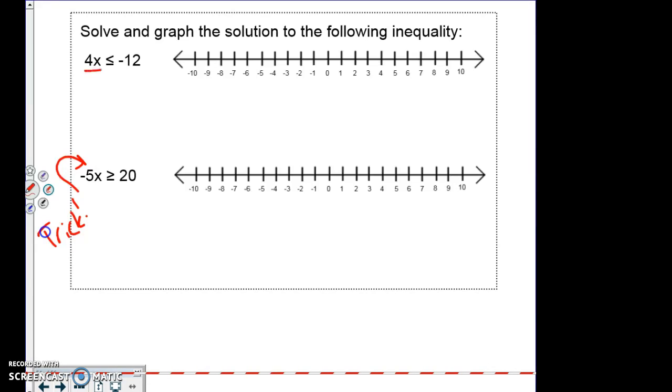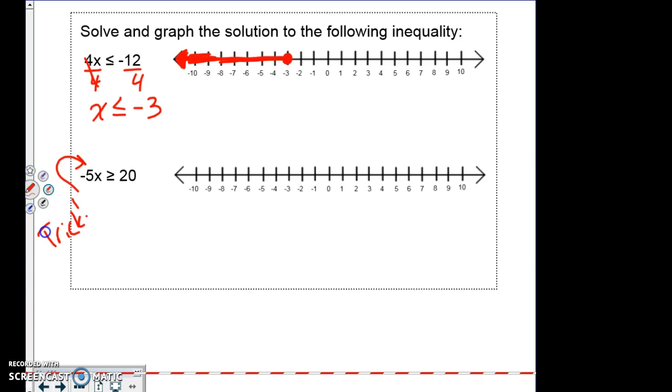So if I go ahead and divide both sides by 4 to get my x by itself, I get x is less than or equal to -3. So that's fine. I'm going to come up here, do my closed circle on -3. And I want to shade all the numbers that are smaller than -3. So I'm going to shade to the left to show all the numbers that are smaller. And that one's fine.